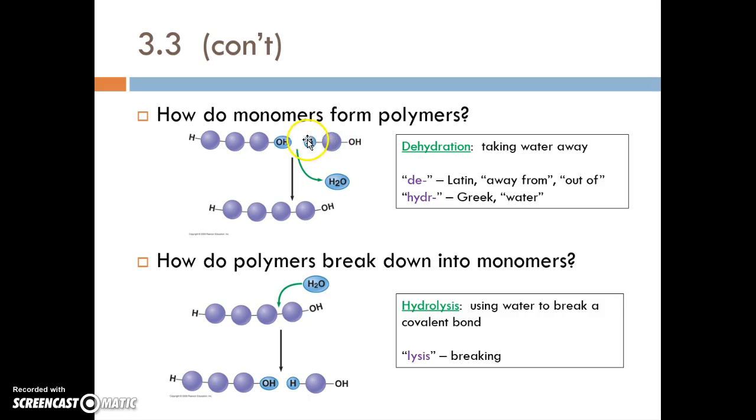So what we do is we take the hydrogen from one and the OH from the other, and we remove it. And that becomes water. Hydrogen and oxygen, H2O, that becomes water. And you could see that this used to be one thing, this used to be another, and now they're put together as one big structure. So anytime we want to build molecules together to become bigger, that's going to be called a dehydration reaction.